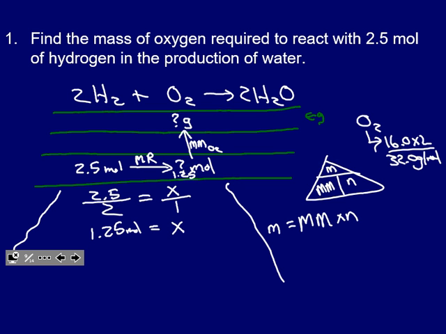I apologize if this is painfully slow, but there are many that can benefit from this. I've determined the molar mass, 32.0 grams per mole, times how many moles? 1.25. What mass of oxygen is required? 40. Let's put a 0.0 on there because of 3 significant digits. And let's put an O2 because that's what we solved for.